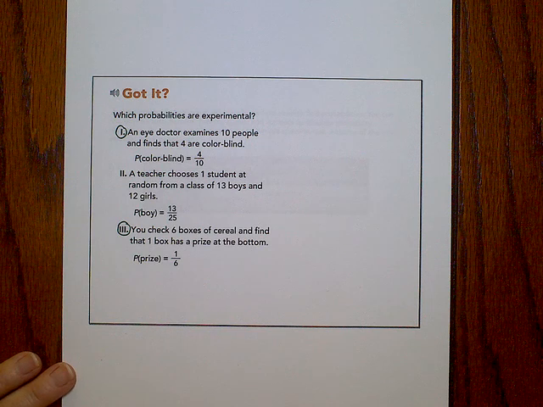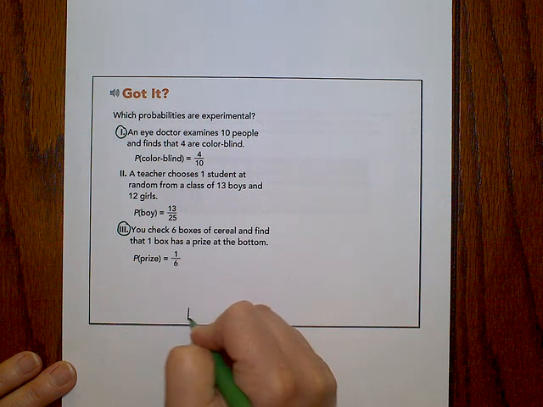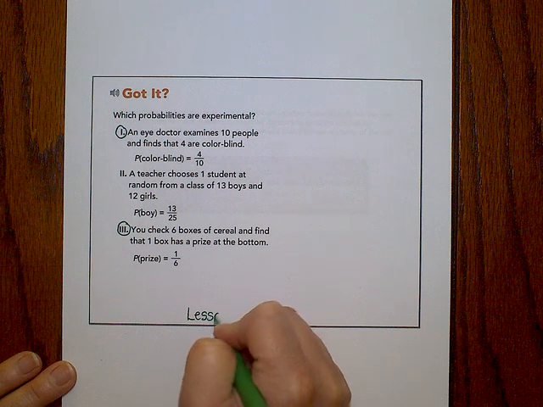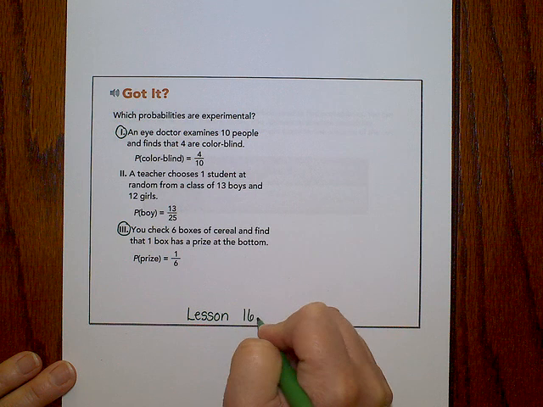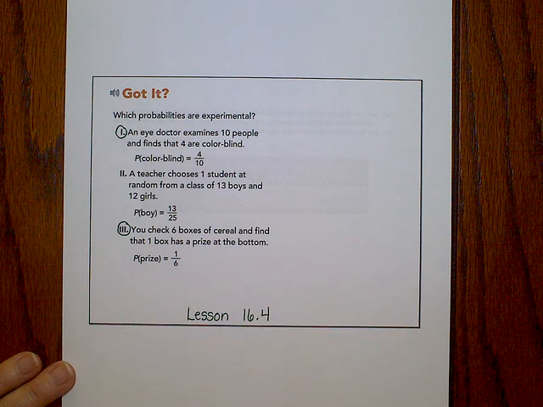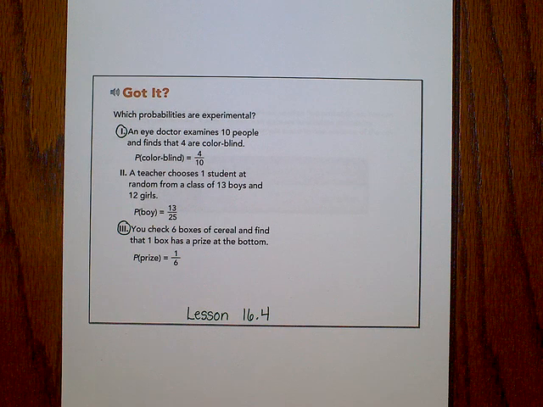So ladies and gentlemen, for tonight, you are going to complete lesson 16.4 in your digits program. And tomorrow we will practice identifying again the difference between experimental and theoretical probability.